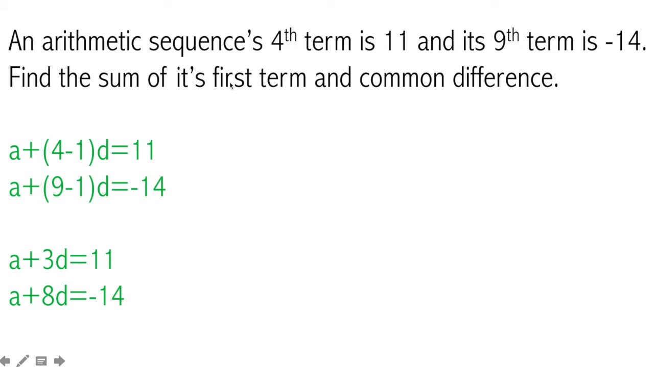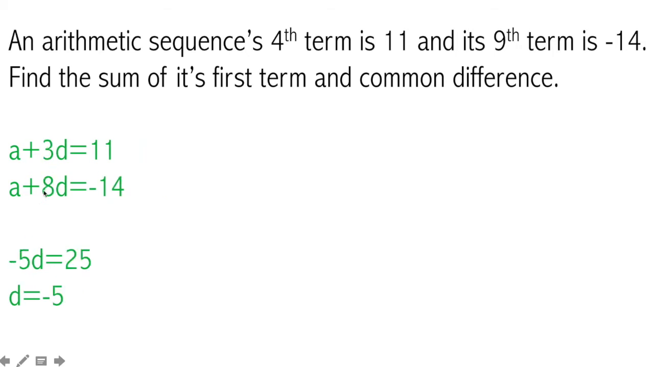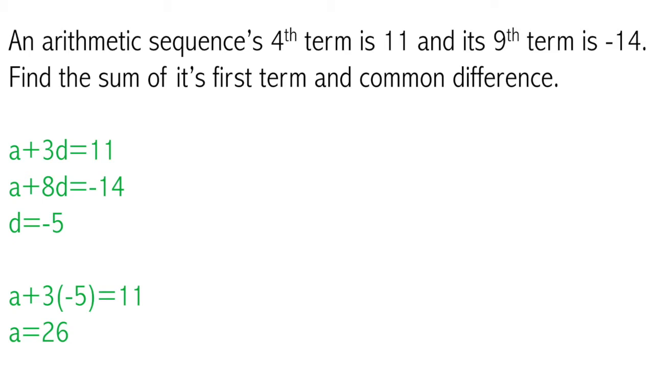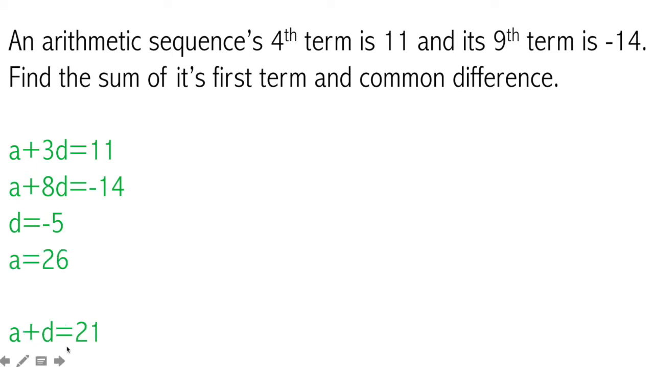Once we write this down, we notice we have a simultaneous equation. The coefficient for A is 1 in both, so we just subtract the expressions from each other. A minus A is 0, 3D minus 8D is minus 5D, 11 minus negative 14 is 25, so D is negative 5. We substitute D equal to negative 5 in one of these equations. A plus 3 times negative 5 is 11. Therefore, A is equal to 26. It's just normal simultaneous equation procedure. Then we wanted the sum of the common difference, which is negative 5, and the first term, which is 26. That is 21, and the question is solved.